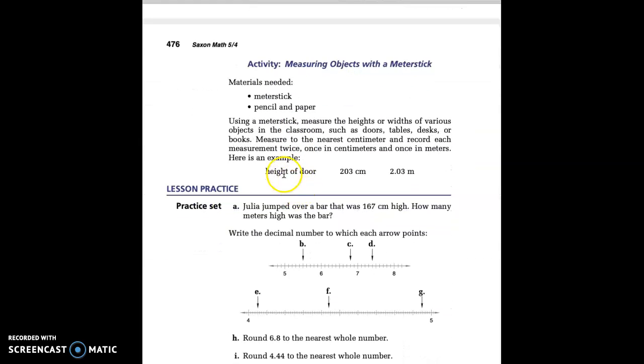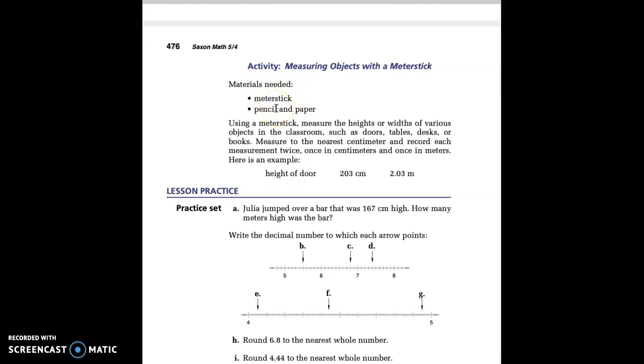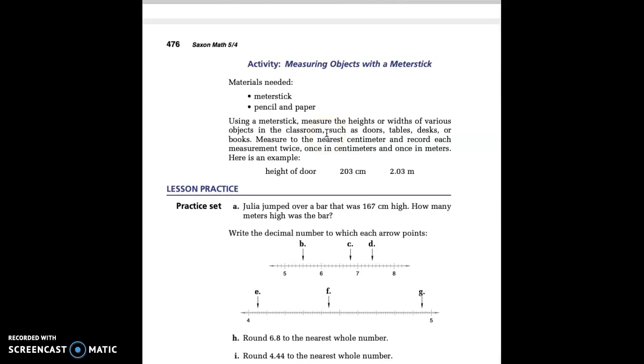All right, so what I want you guys to do today is to grab a meter stick and pencil and paper, and I want you to measure the heights of various objects in your house, such as doors, tables, desks, books. Measure to the nearest centimeter and record the measurement twice, once in centimeters and once in meters. So here's what it would look like.